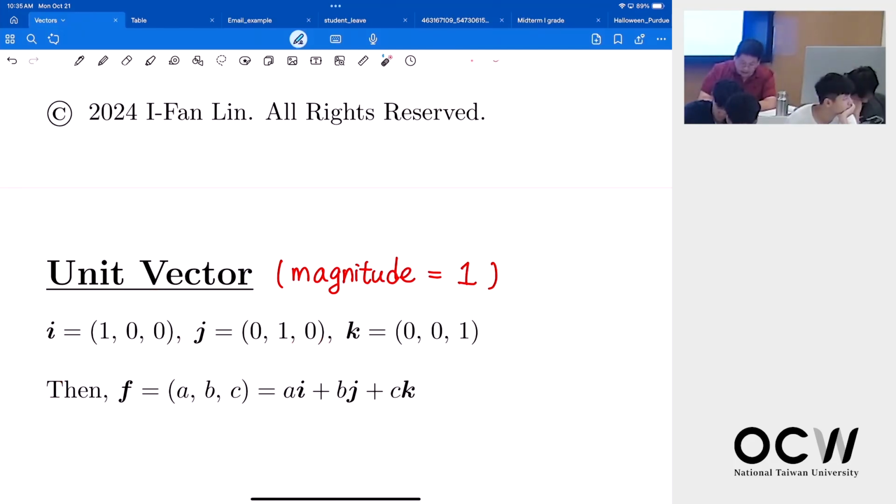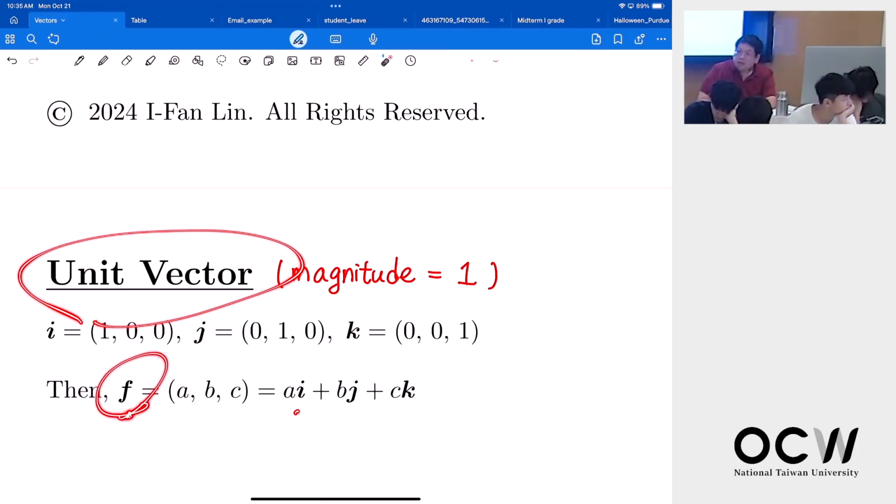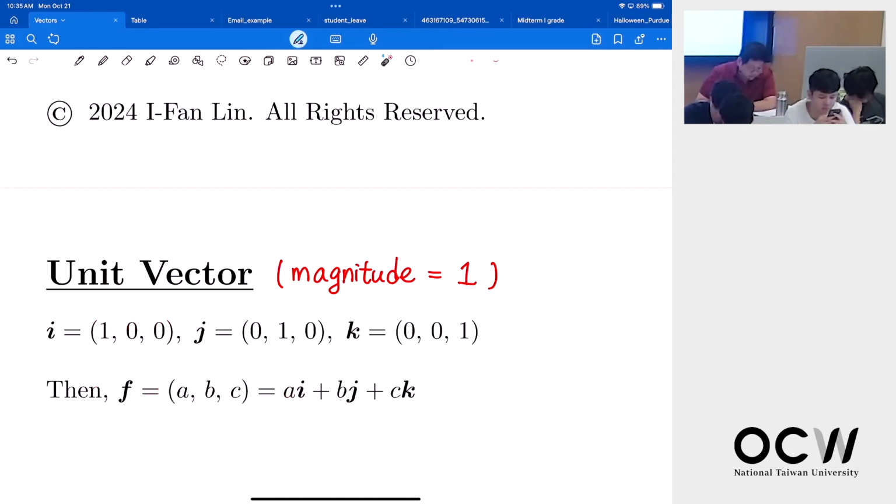And then, since they are unit vectors, I can express f, this vector. If I have something in their components a, b, c rather than 0, then I can use the unit vectors, doing the linear combination of the unit vectors to express the vector f. And if f is not a unit vector, then I can also create a unit vector for f, as long as I divide by the norm.